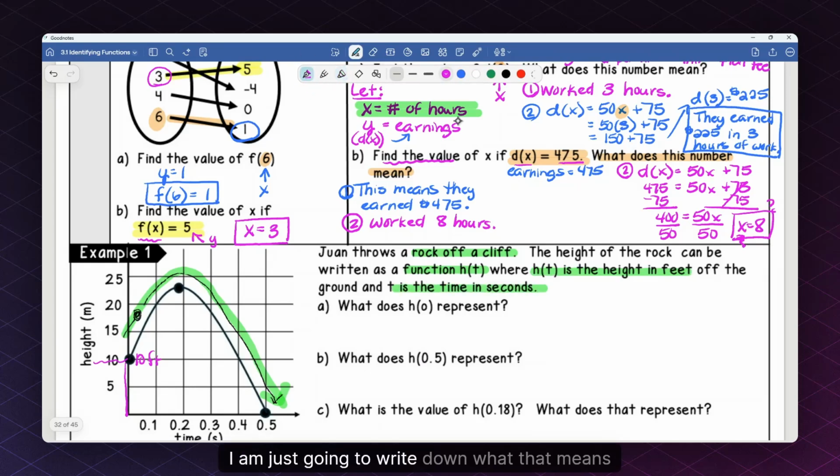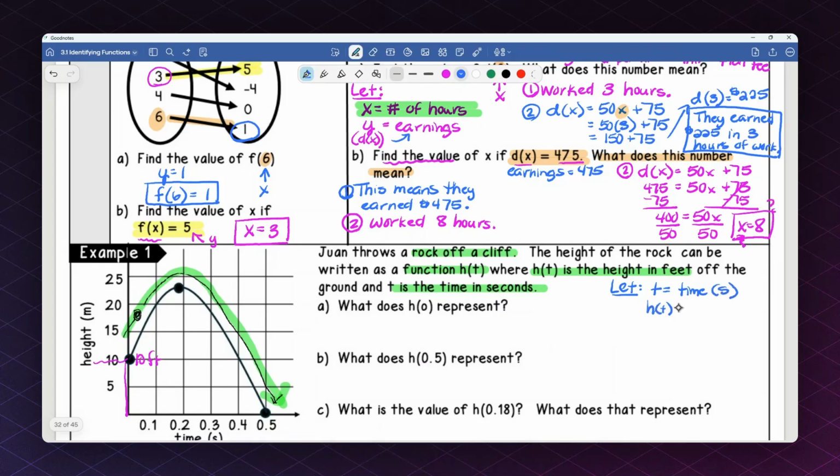I am just going to write down what that means again. Okay, I'm going to make myself a let statement. Why do I write this down? Because I'm trying to organize my thoughts and make sure that I know what everything means. So my t is time, and that's going to be measured in seconds. And then my h of t, that is going to be height, and that's measured in feet.